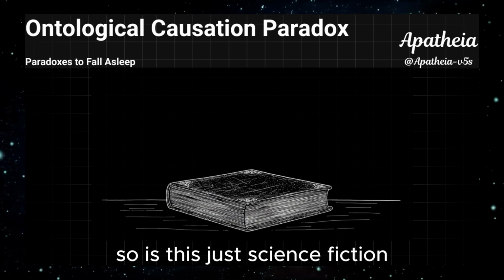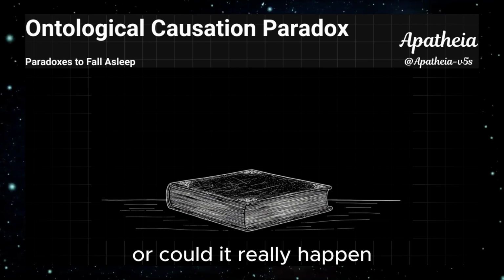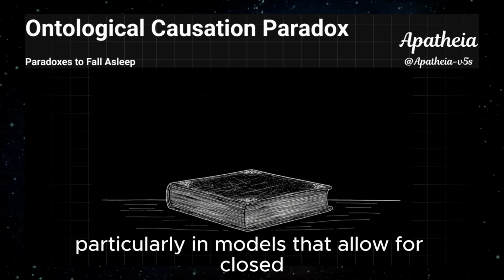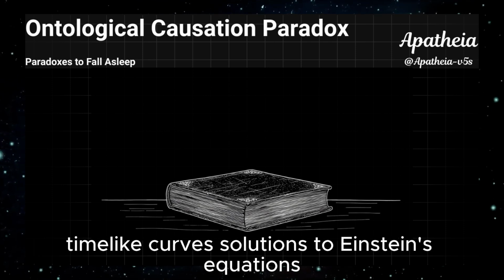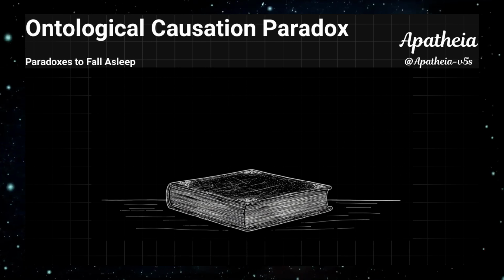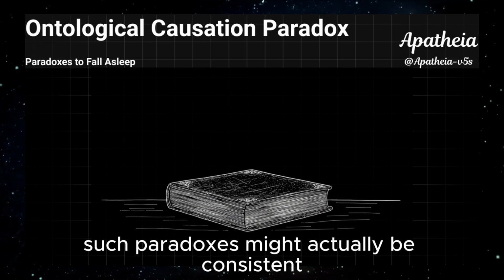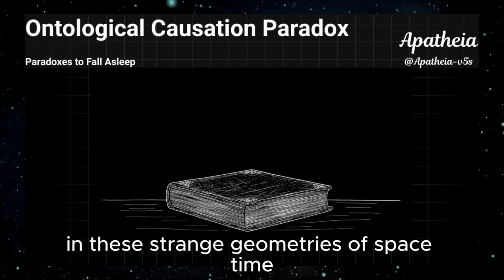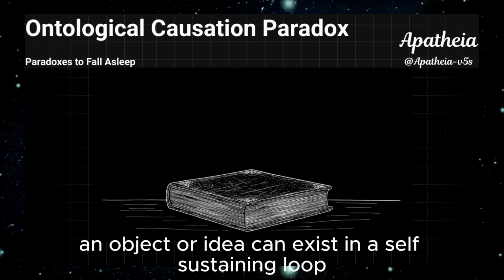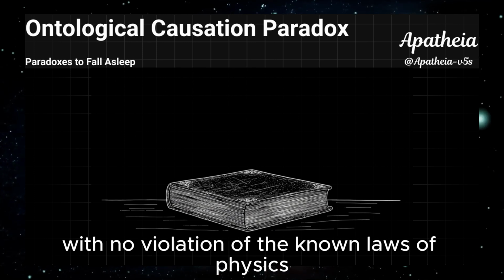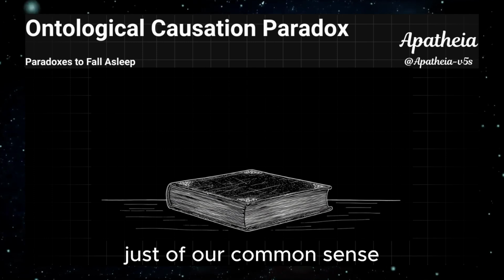So, is this just science fiction? Or could it really happen? In theoretical physics, particularly in models that allow for closed time-like curves, solutions to Einstein's equations that permit time loops, such paradoxes might actually be consistent. In these strange geometries of space-time, an object or idea can exist in a self-sustaining loop, with no violation of the known laws of physics, just of our common sense.